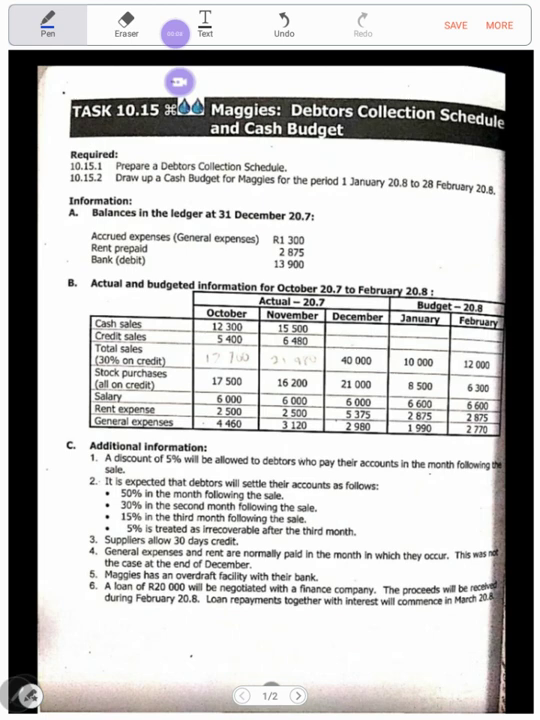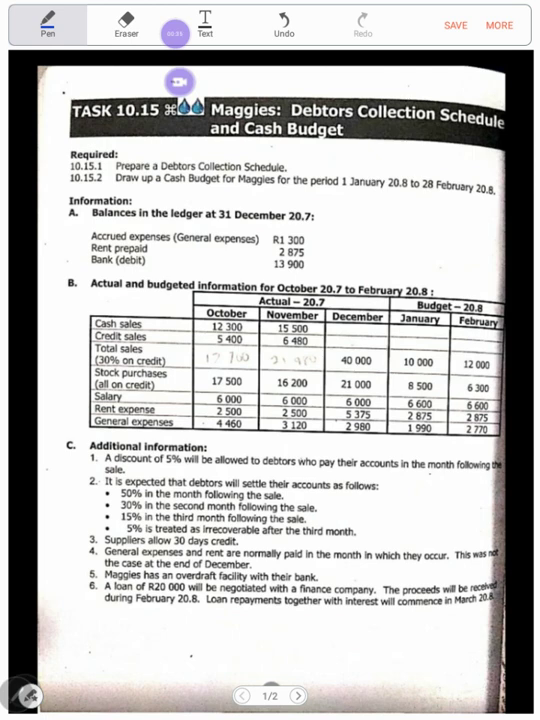You are required to complete the following theory activities based on the schedule, and then you will need to complete 10.15, the rest of the activity, but I will be working through that activity with you, and then you need to complete 10.16 on your own. All right, so let's start off with 10.15. Maggie's debtors collection schedule and cash budget.